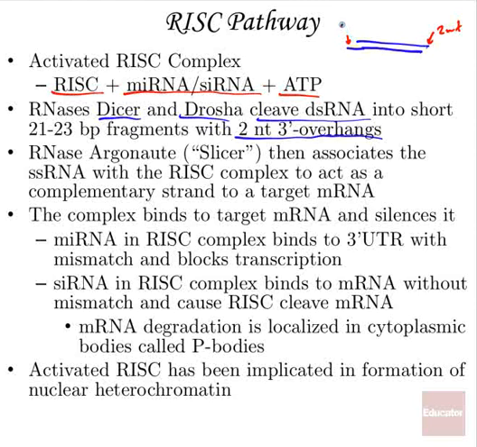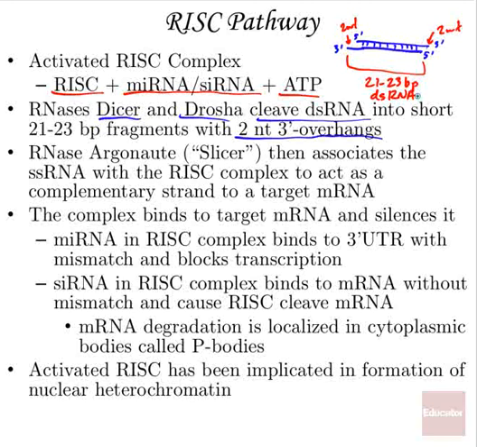Okay, that is 2 nucleotides long. Okay, this is our 3', 5', 3', 5'. Okay, and then this whole thing is 21 to 23 base pairs. Okay, and this is double-stranded RNA. Okay. All right, so that's the first thing that happens.